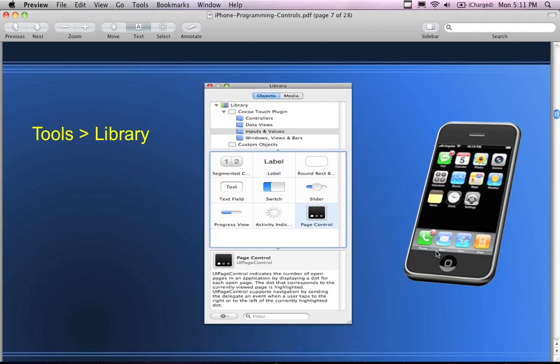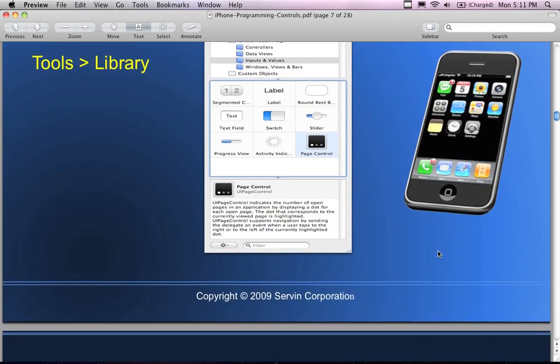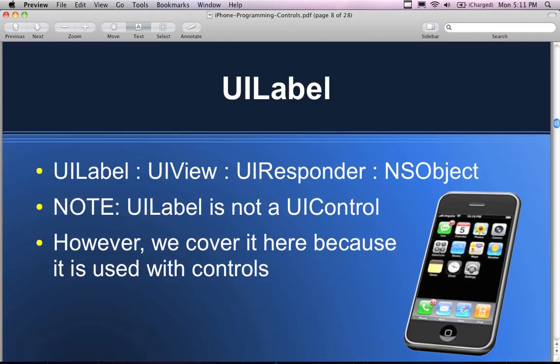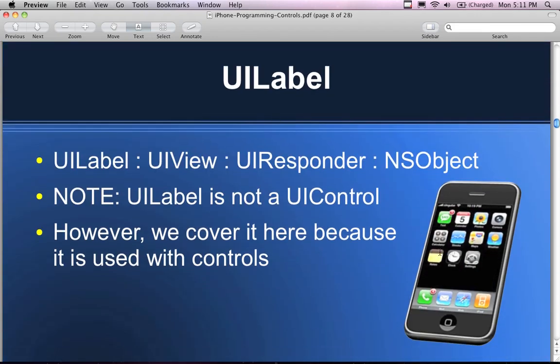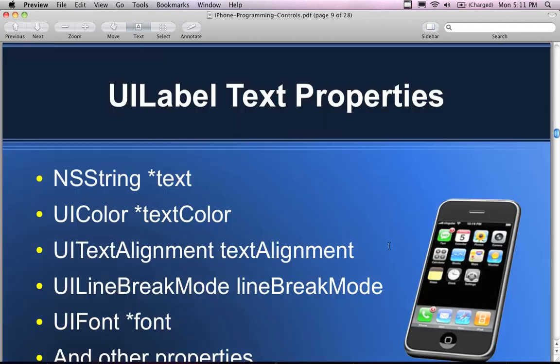Alright, so if you don't go into the library and use the categories, you can go ahead and search on the particular items if you wanted to. In terms of the label, this is one of the most commonly used items because this is where you're going to put information onto the screen. The UI label is part of the UI view, UI responder, and NS object. Noting that the UI label is not really a control, it's more of an output. So it's not really used for control. However, you can change the UI label programmatically throughout the life of the program. You can change the contents of that label at any time. So we're going to cover it with the controls because it's used with controls, essentially.